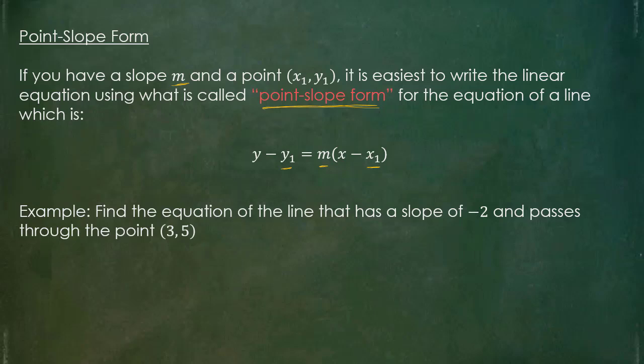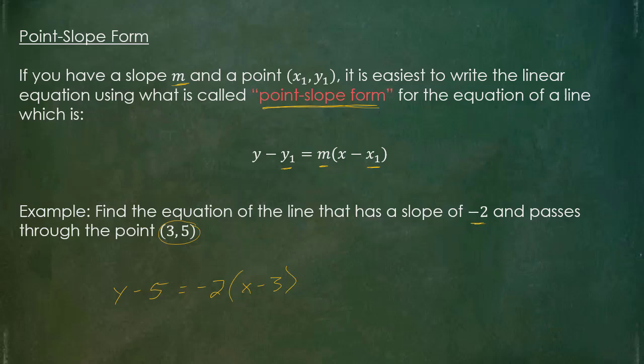So let's go ahead and try an example here. If I said I want you to find the equation of a line that has a slope of negative 2, but it passes through this point 3, 5, I'd essentially just take each of those values. I'd do y minus the y1, so that should be the 5 from the point, being equal to my slope, negative 2, times, in parentheses, x minus the x value of the point they gave us, which was 3.